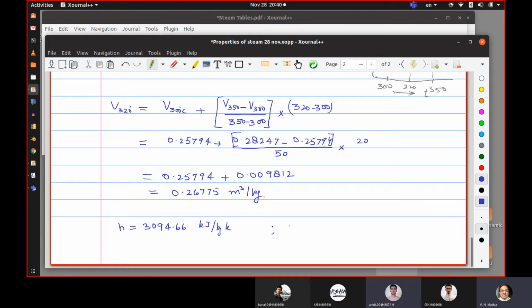And the value of entropy? The value of entropy is 7.1962. So I assume that there is no calculation error and I am writing these values, 7.1962 kilojoule per kg Kelvin. So the student can cross verify this.